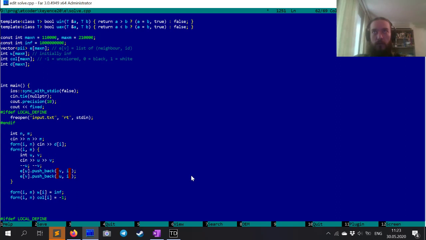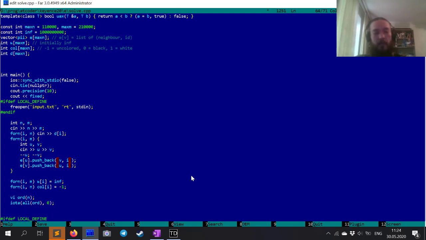Alright, so now we want to process vertices by increasing of their D. How do we do that? Here's how I usually go about it. So this vector is going to be the order of vertices that we process them in. We have to fill it with numbers from 0 to n-1 in some order, and this is sort of the function that does it.